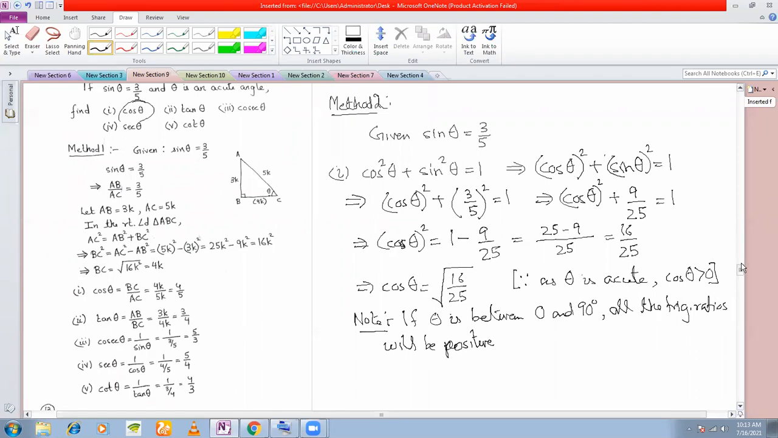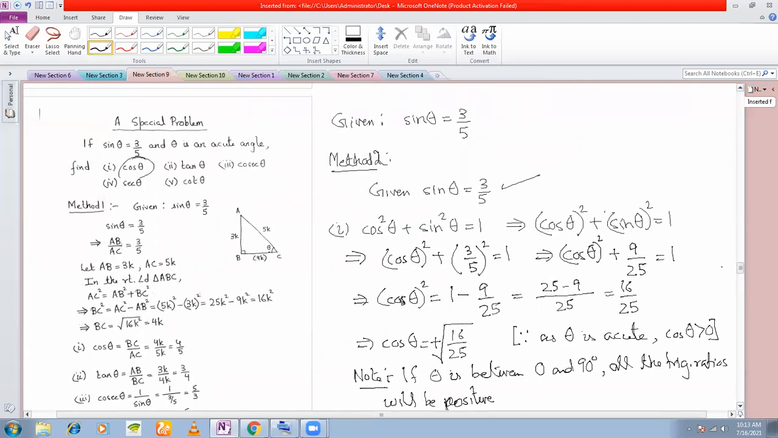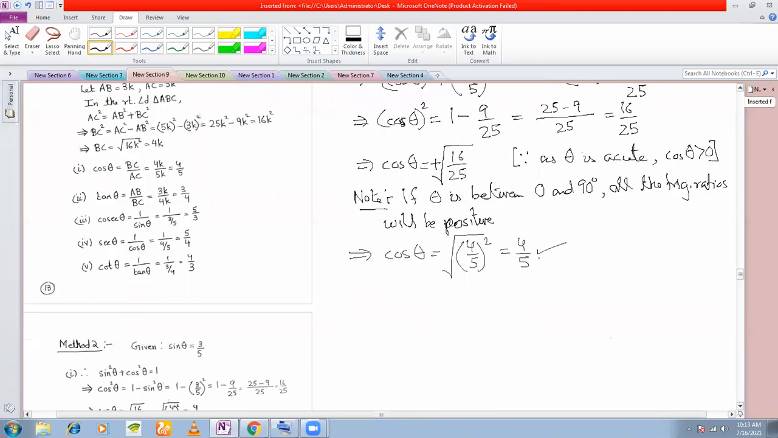So cos theta is equal to the square root of this. That is why we only take the positive sign here. We don't take the negative sign. So cos theta is equal to the square root of 4 by 5 whole square, which is equal to 4 by 5. So from the value of sine theta, you have got the value of cos theta. This answers the first question.